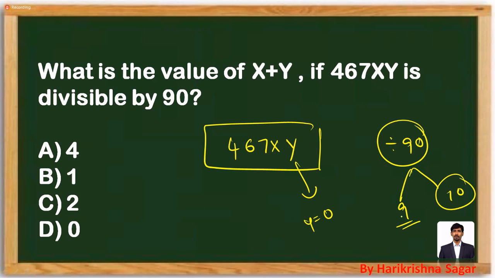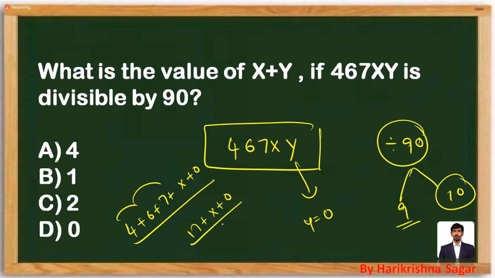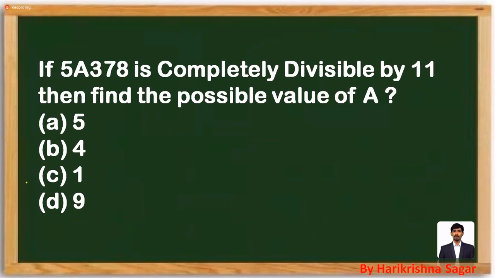When a number is divisible by 9, the sum of the digits must be divisible by 9. So 4 plus 6 plus 7 plus x plus 0 should be divisible by 9. This is giving a result of 17, so 17 plus x plus 0. 17 is not divisible. What is the least possible value of x to make it divisible by 9? x must be 1. So x is equal to 1, y is equal to 0, x plus y is equal to 1. Mark it as option B.